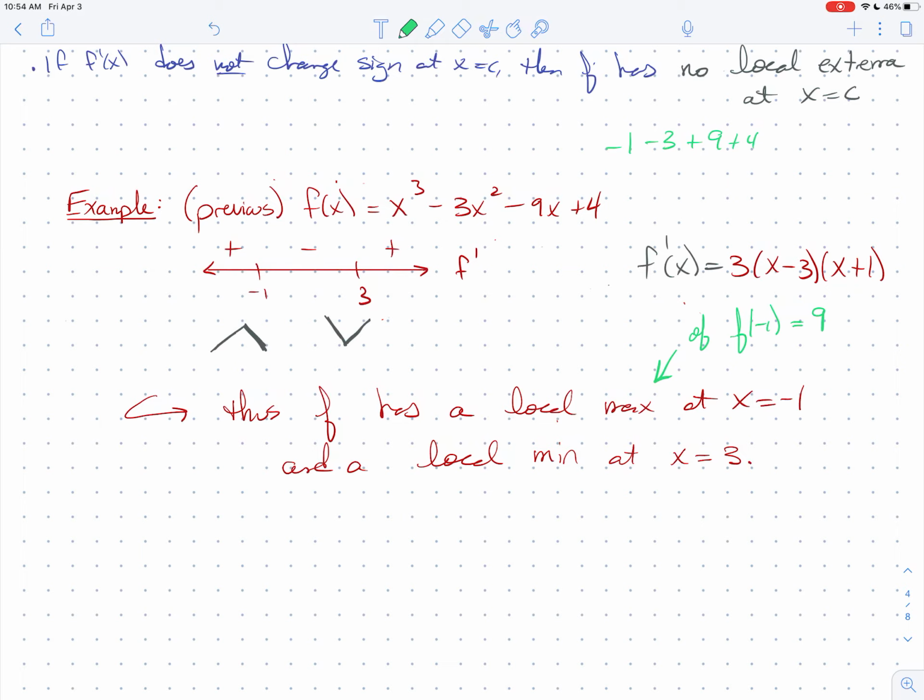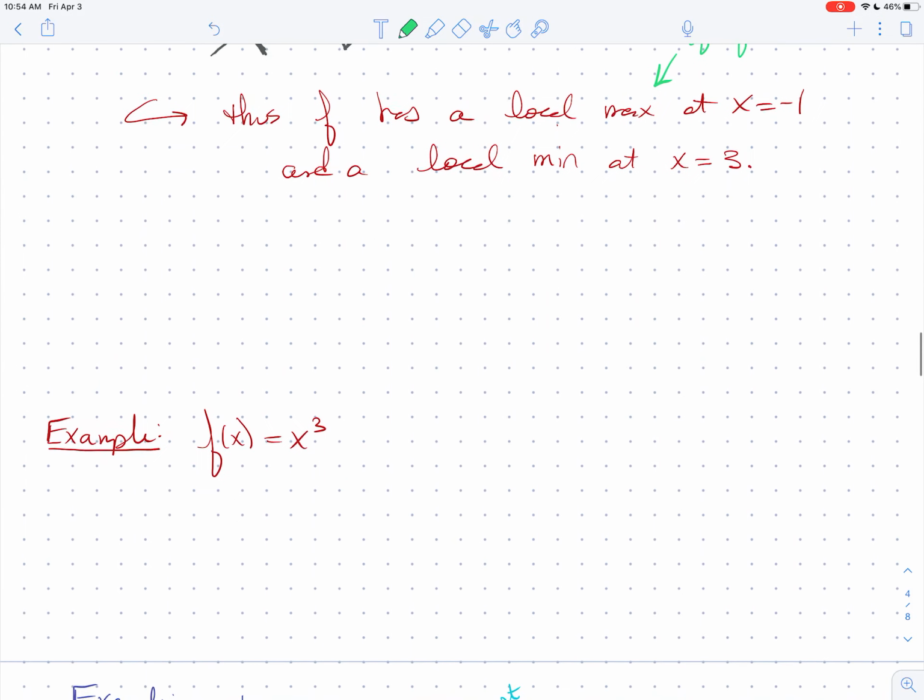So if you want to, you can actually say what the local maximum value is. That's going to be very useful when we're graphing these. But the big thing is that you can just locate them. There's a local max here, there's a local min there, and then you can always plug the point into the function. One more example to illustrate this.